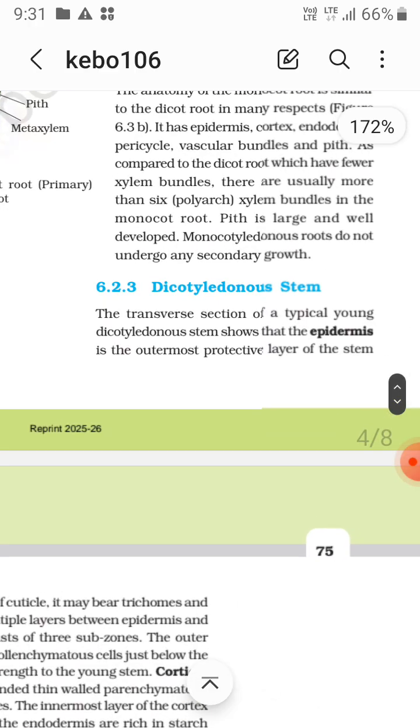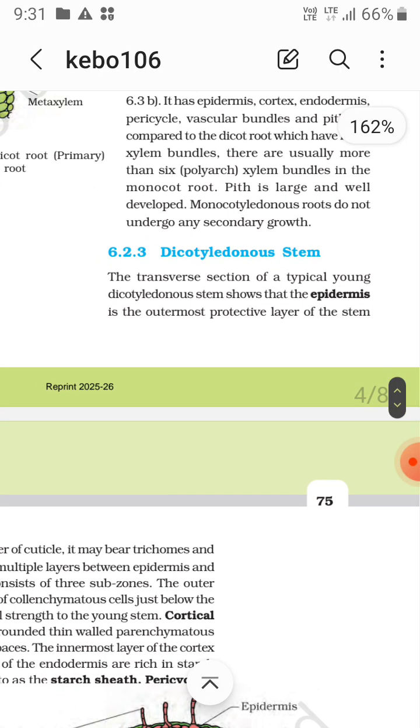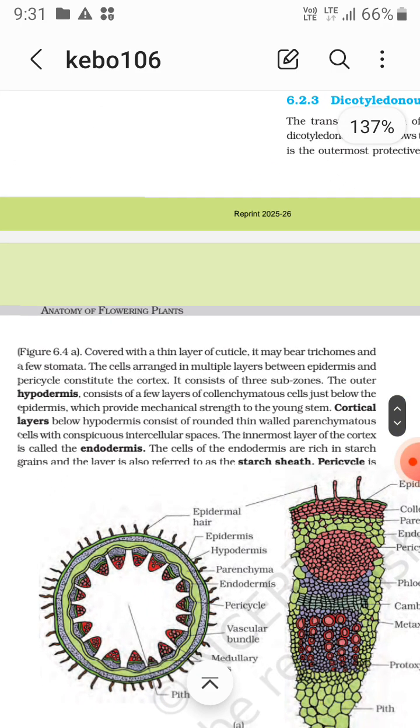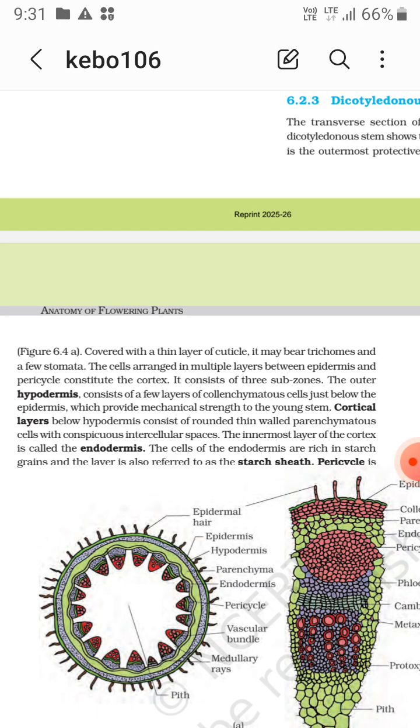Okay, now the dicot stem. They also have the epidermis, the outermost protective layer of the stem. Then there is a cuticle. It may have trichomes and a few stomata. The cells arranged in multiple layers between epidermis and pericycle constitute the cortex. Okay, the cortex is between the epidermis and pericycle.